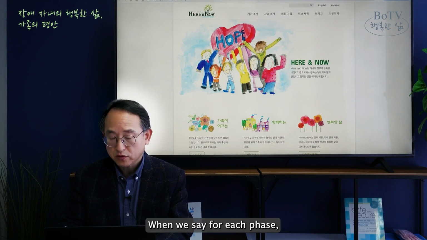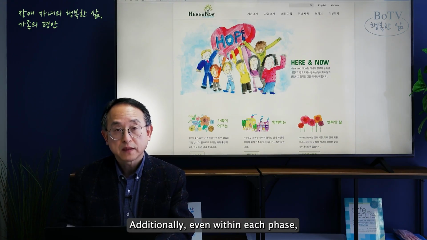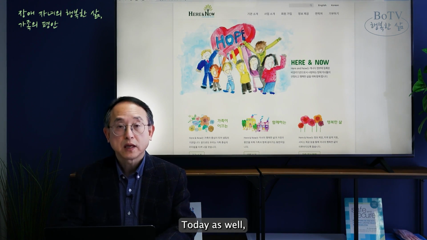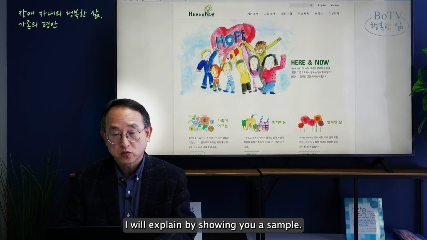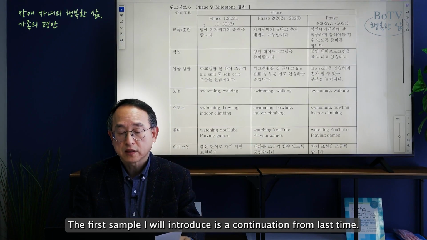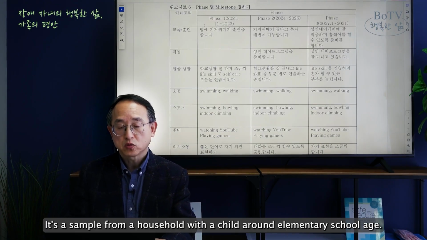When we say for each phase, it already implies that there is a priority order based on the timeline. Additionally, even within each phase, there are priorities for each area. Today as well, I will explain by showing you a sample. The first sample I will introduce is a continuation from last time. It's a sample from a household with a child around elementary school age.